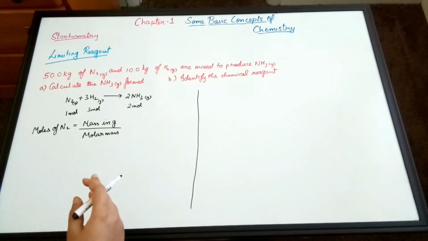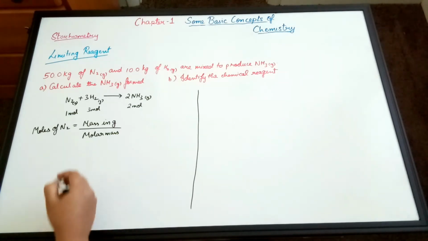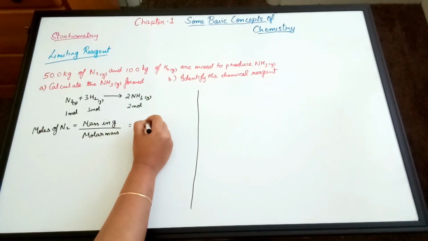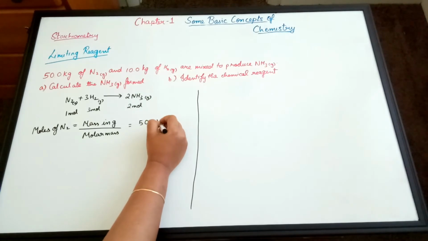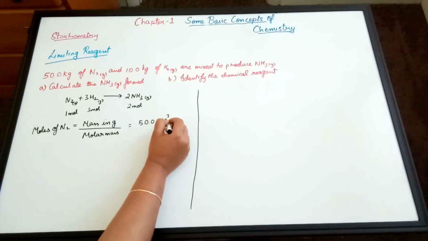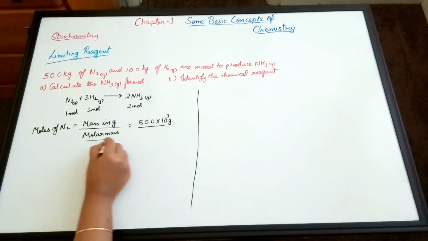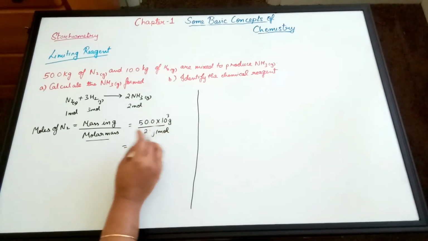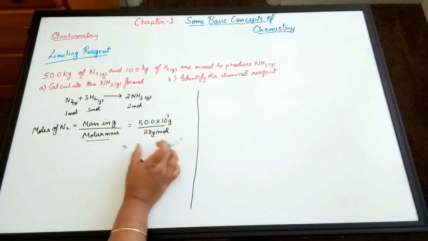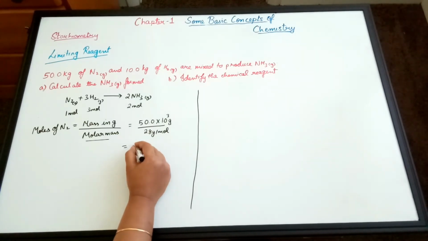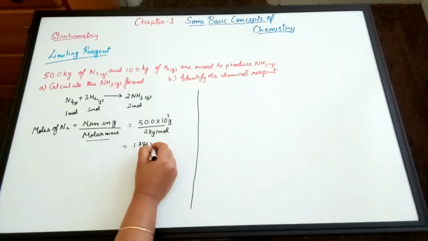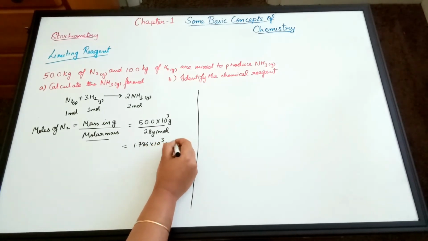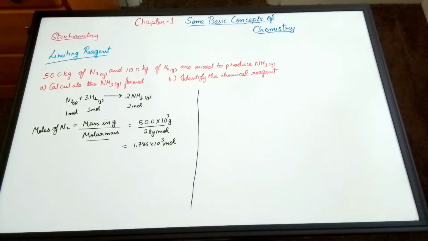So the molar mass of nitrogen N2 is 28. So 50.0 kilograms, since it's in kilograms, we have to convert it to grams, and we do that by multiplying it with 10 to the power 3 and dividing this by the molar mass, which is 28 grams per mole. And when you cancel, grams will get cancelled, mole will go to the numerator and give us the value in moles. When we simplify it, we get 1.786 into 10 to the power 3 moles. So first we are calculating the moles of nitrogen.